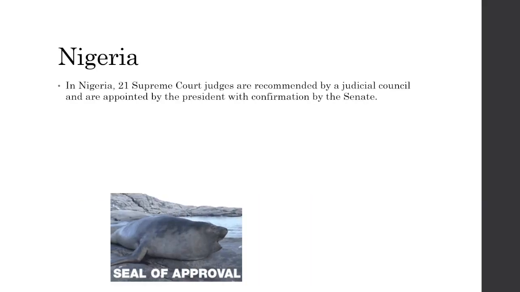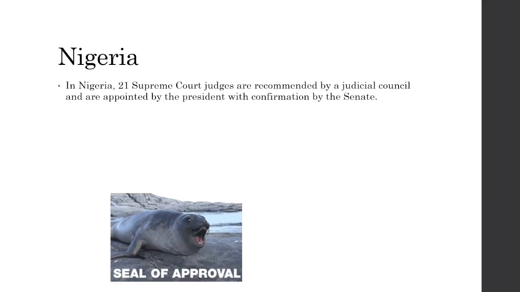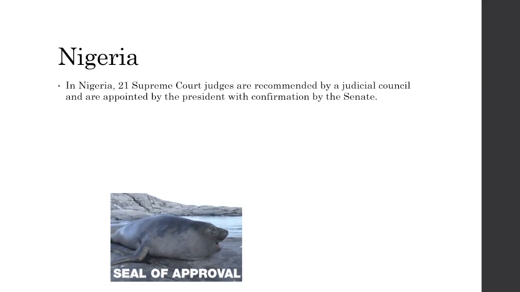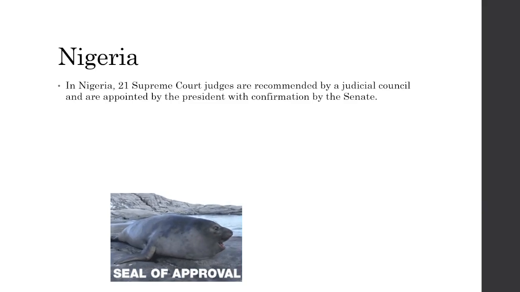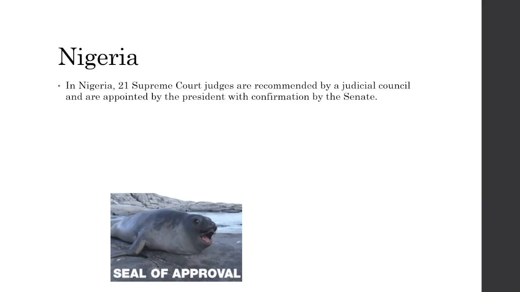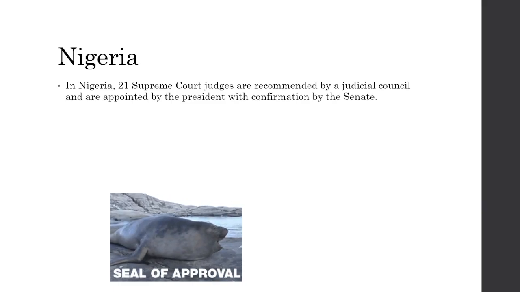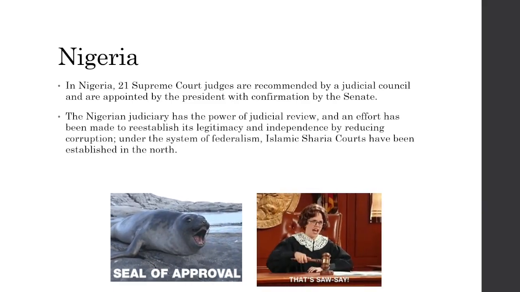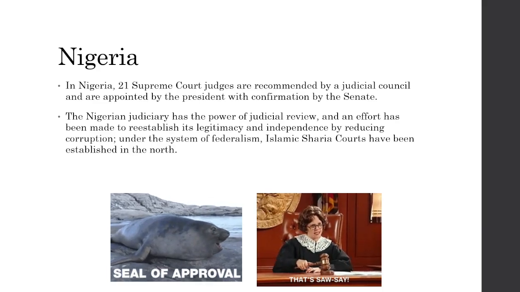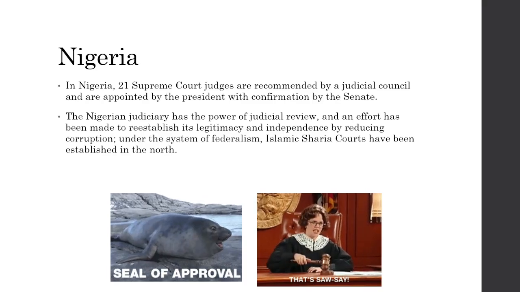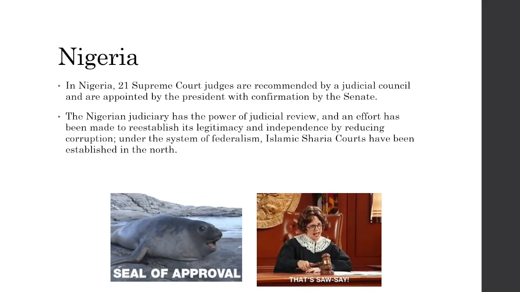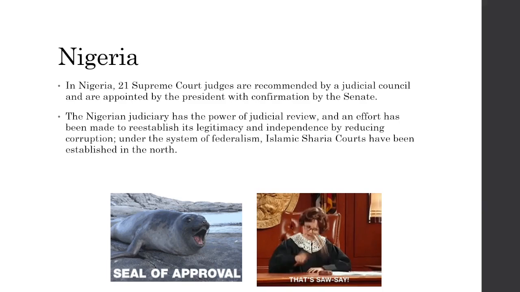In Nigeria, we have 21 Supreme Court judges. So in Mexico, there's 15. In Nigeria, there's 21. They're recommended by a judicial council. They're the only country that has a judicial council. And they are appointed by the president and confirmed by the Senate. So very similar to Mexico, as in they're confirmed by the Senate. The judiciary in Nigeria has the power of judicial review, and an effort has been made, because they're democratizing, to reestablish its legitimacy and independence, and they're trying to reduce corruption.